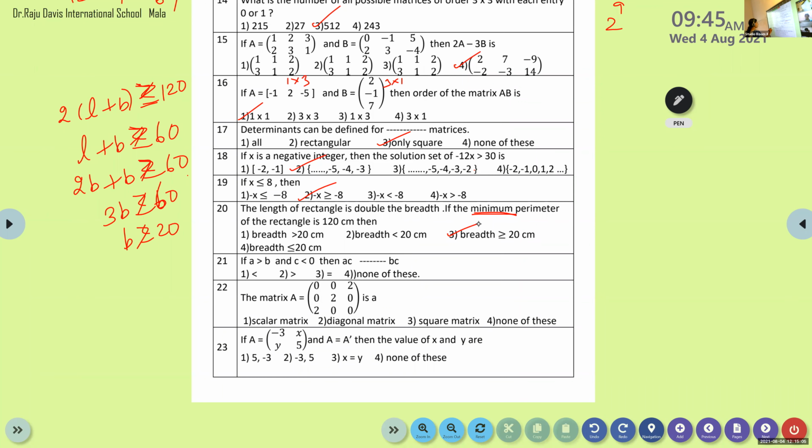Now, similarly, the next one, A is greater than B. C is less than 0 means it is a negative number. When we multiply with a negative number, what happens? Inequality will change. So, AC will be less than BC.